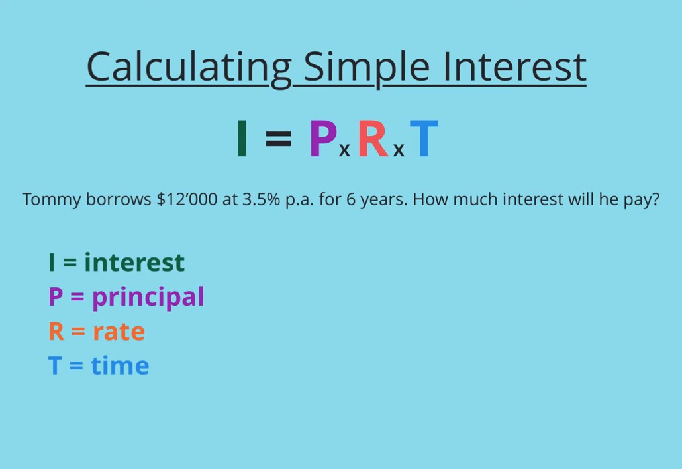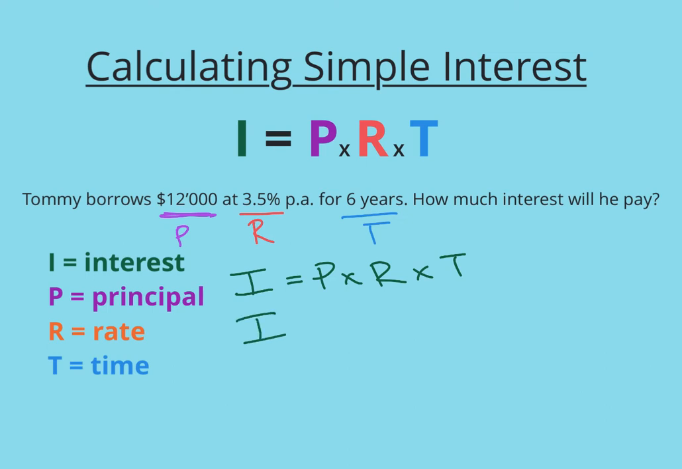All right, so now Tommy is borrowing $12,000 at 3.5% per annum for 6 years. Again, we're trying to calculate how much interest he's going to be paying. So first up, you've got to find the principal, so that's our $12,000. Our rate is 3.5%, and the time is 6 years. So we've got our P, our R, and our T. So let's write our formula. It's I is equal to P times R times T.